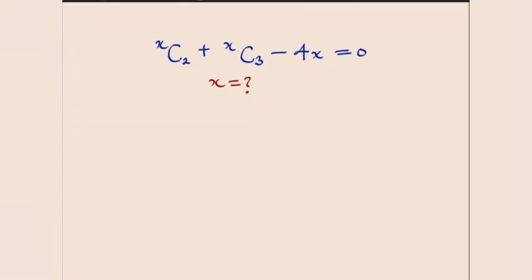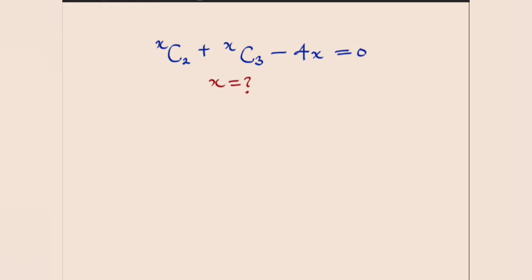In today's tutorial, we have to solve for the value of x, where we have x combination 2 plus x combination 3 minus 4x is equal to 0, where x is a positive real number, that is, this positive number, it is not negative.